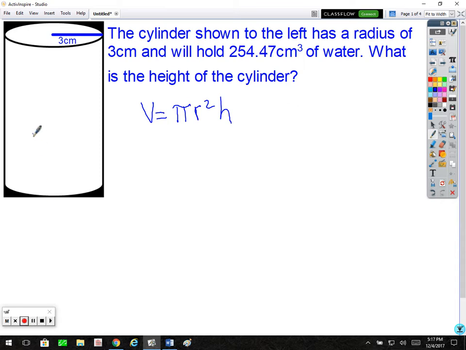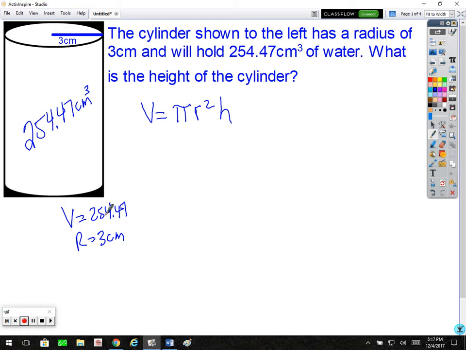Well, remember, we want to talk about what we know for a fact. We know for a fact that the volume of this cylinder, it will hold 254.47 cubic centimeters of water. Okay, that's one given. The other given is the 3 centimeters on the radius. So we know the volume and we know the radius. Okay, so we can use that to plug it back in and work it backwards to find the actual height of our cylinder.